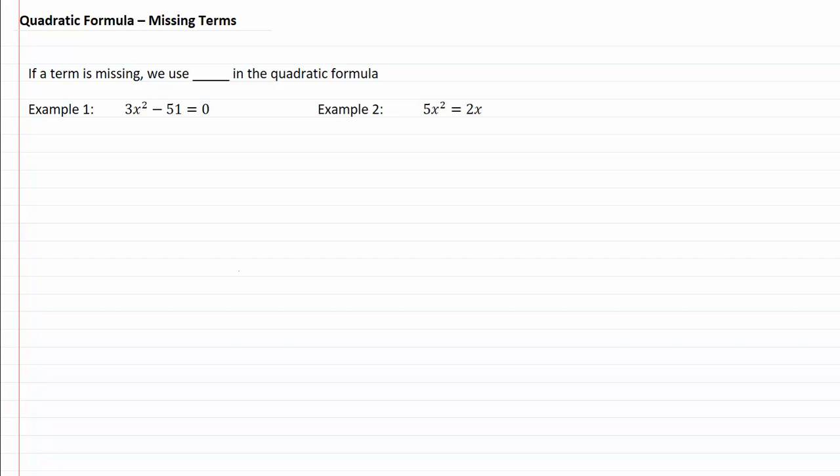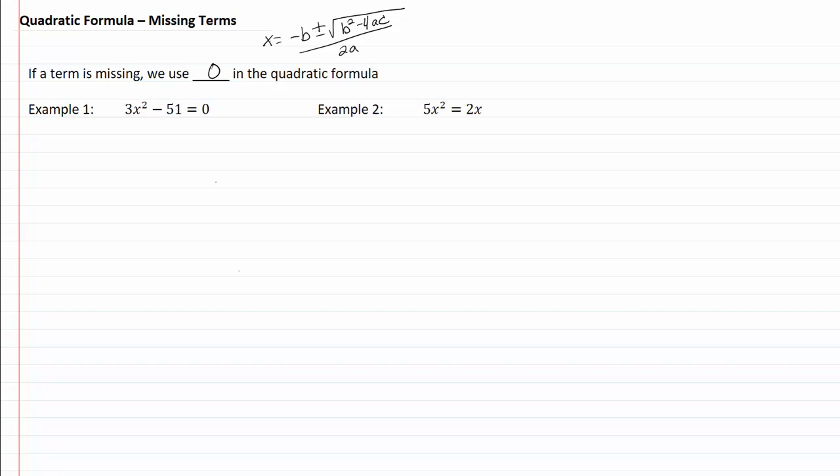Quadratic formula, missing terms. If a term is missing, we're going to use 0 for it in our quadratic formula. And then don't forget that our quadratic formula is x equal to negative b plus or minus the square root of b squared minus 4ac all over 2a.